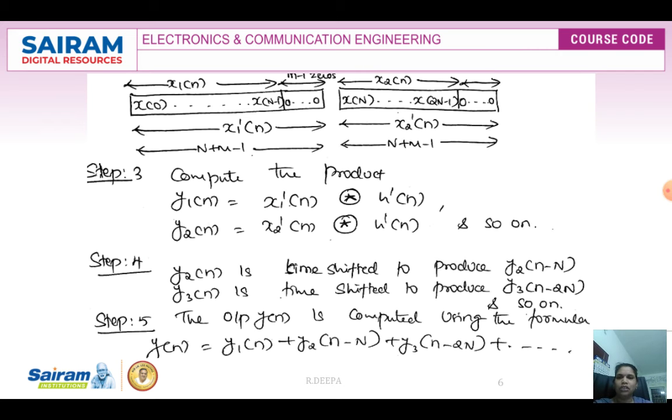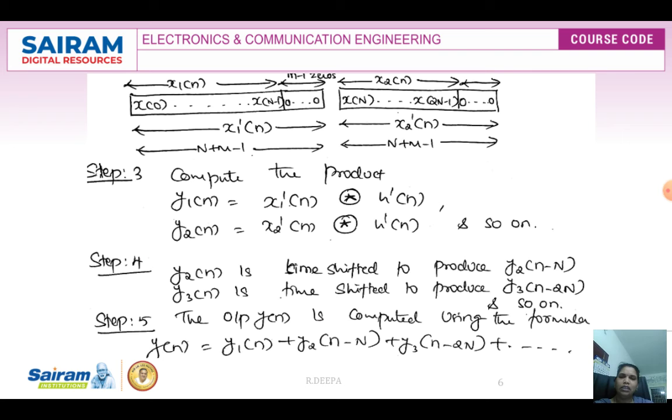So what is step 4? Step 4 is that you need to shift each output starting from y2 of n to produce y2 of n minus capital N. That is, you shift the sequence y2 of n by an amount of capital N towards the right, so that you get y2 of n minus N. For y3 of n you make a time shift towards the right to produce y3 of n minus 2N. In the same way, y4 of n is time shifted to produce y4 of n minus 3N. So you time shift the sequences, leaving y1 of n.